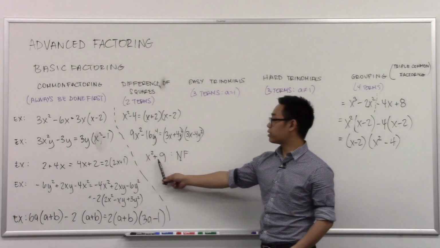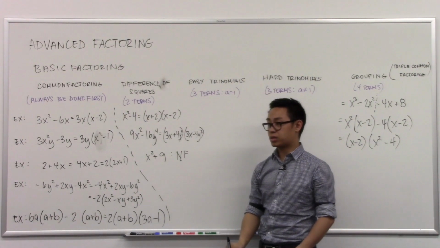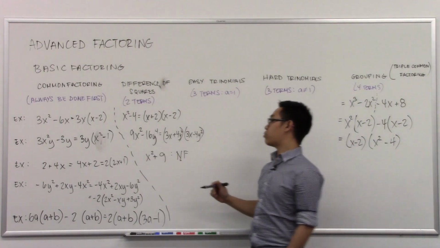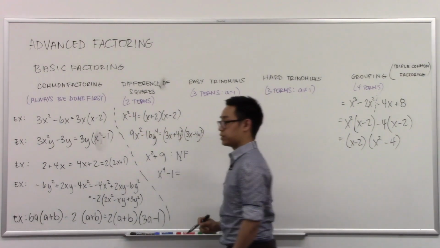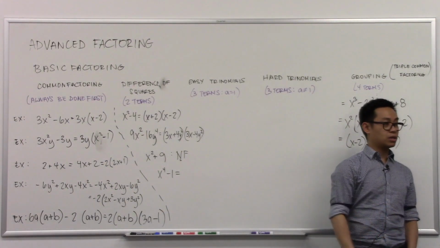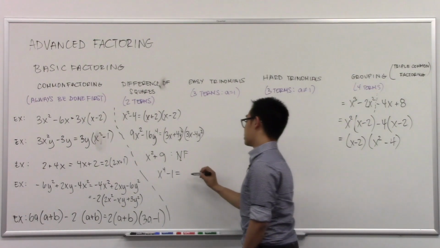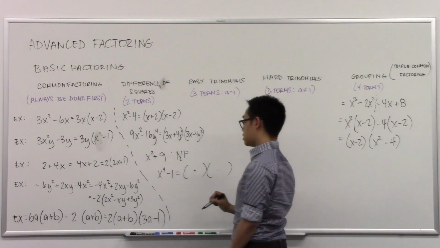A difference of squares means that there has to be a minus sign in between. If it's a plus sign in between, you can't factor it. Okay, now I'll move on to this. If I gave you x fourth minus 1, this does factor. You can square root x fourth, and you can square root 1. So you get bracket, bracket, plus, minus.